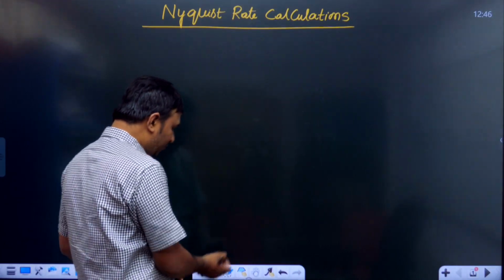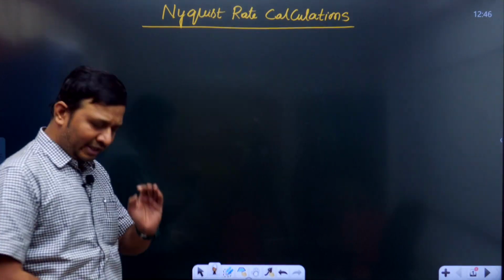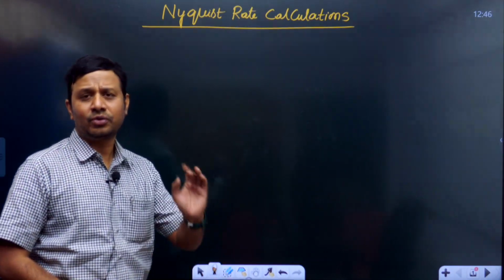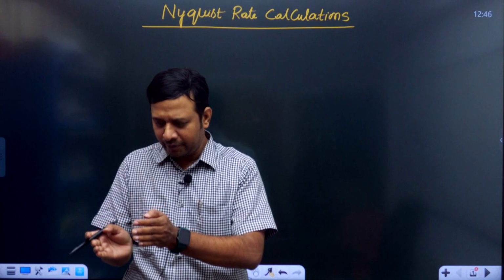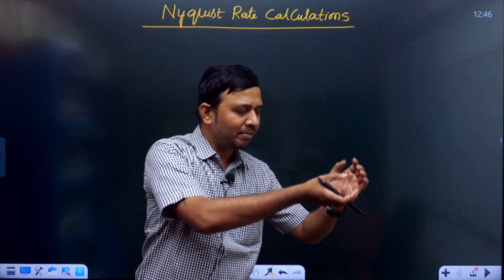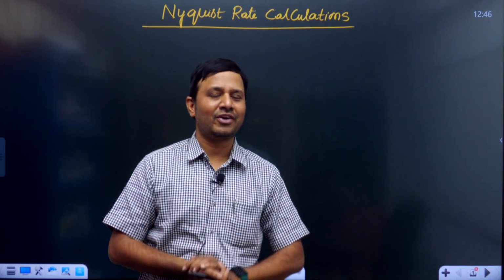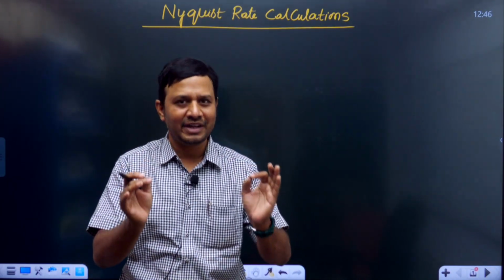First of all, you must know how to calculate the Nyquist rate. See, Nyquist rate calculation involves only one step. To the time domain signal, apply Fourier transform. From the Fourier transform, get the highest frequency component. Twice the highest frequency component gives you Nyquist rate.